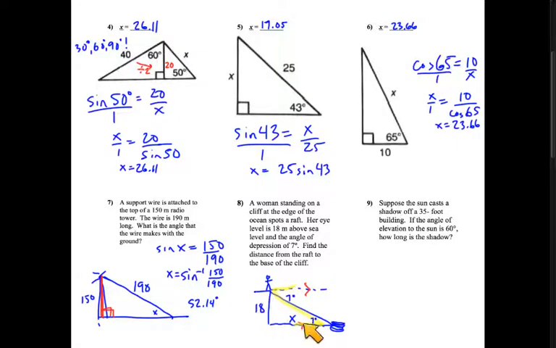That's this distance down here. Here's the raft, the base of the cliff would be down here, so x is here. 7 degrees is my angle, 18 is the opposite, x is the adjacent. We use tangent to solve for that distance for x.